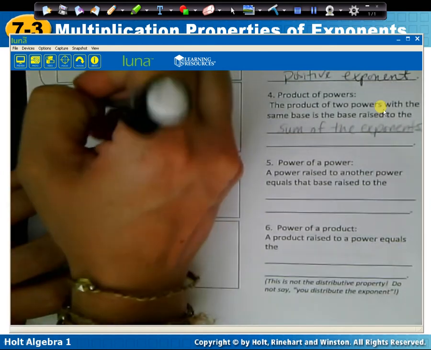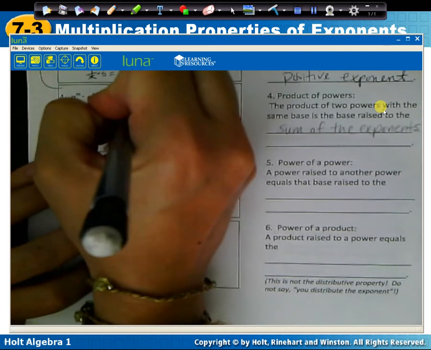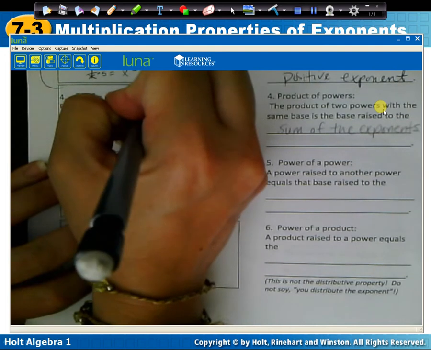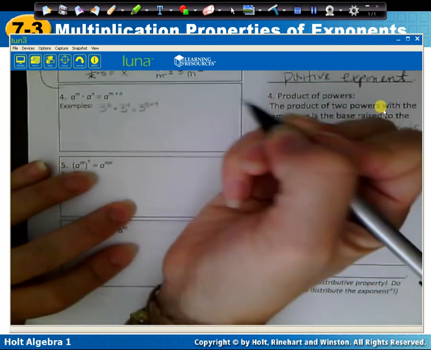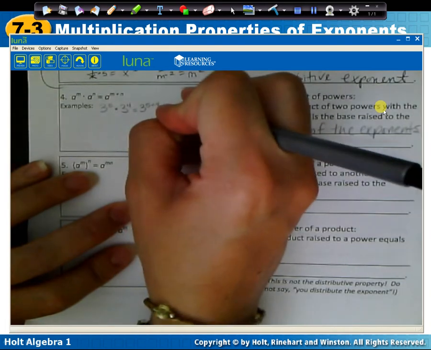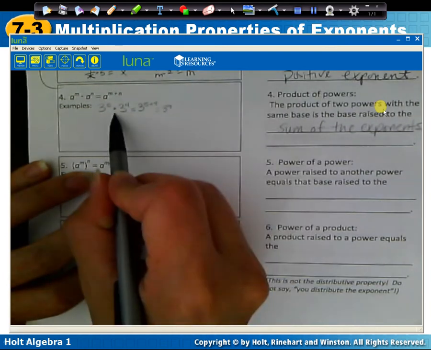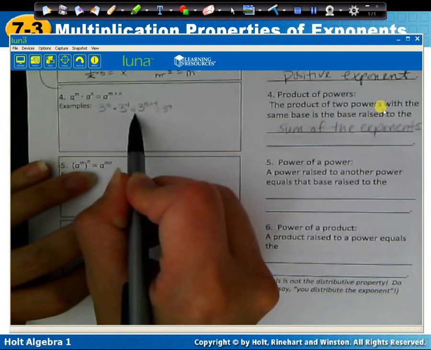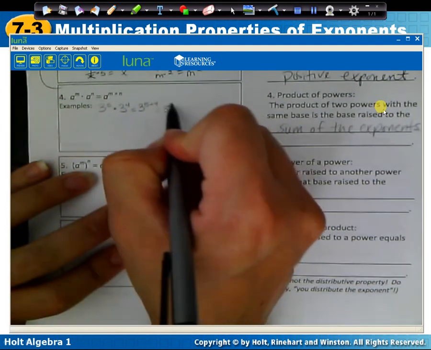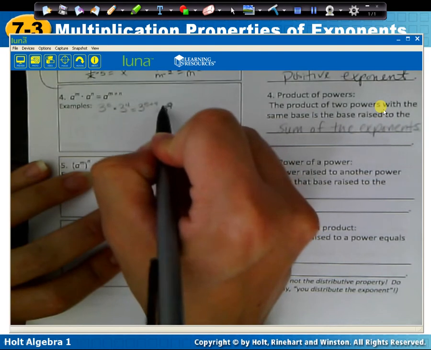You have 3 to the 5 times 3 to the 4 equals 3 to the 5 plus 4 equals 3 to the 9. So again, that is 3 to the 5 times 3 to the 4 equals 3 to the 5 plus 4. And that equals 3 to the 9, 3 to the 9th power.